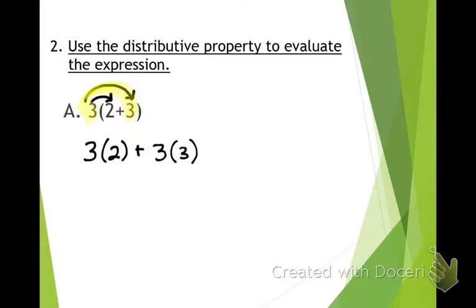Jada, what is 3 times 2? 6. John, what is 3 times 3? 9. Cade, what is 6 plus 9? 15.